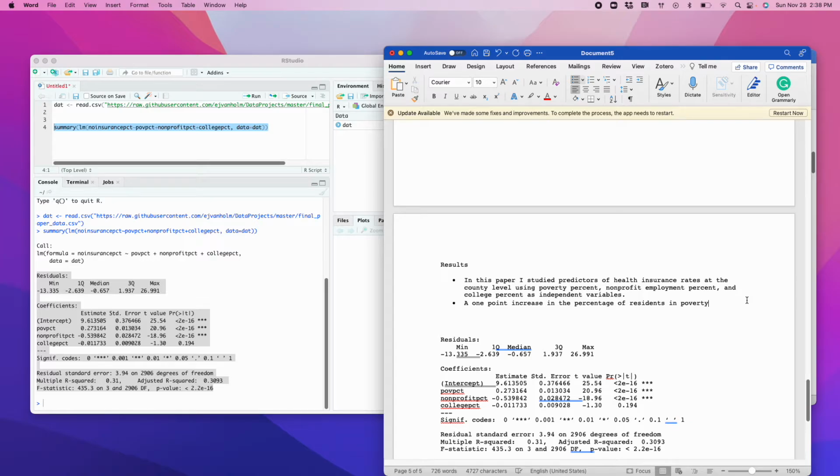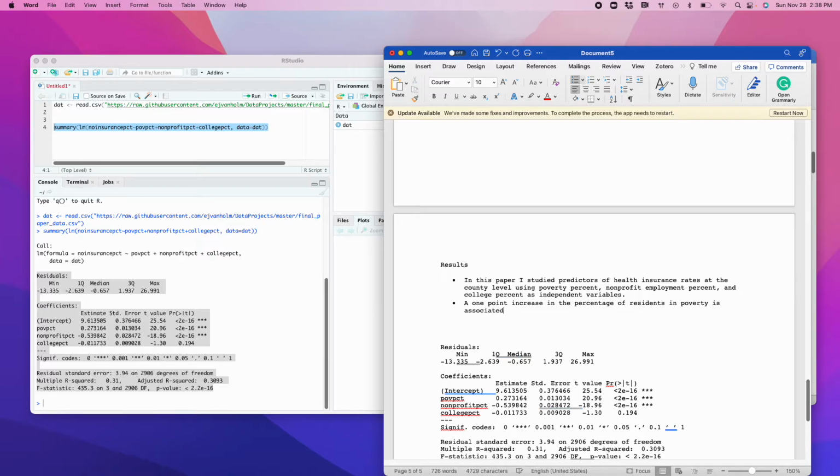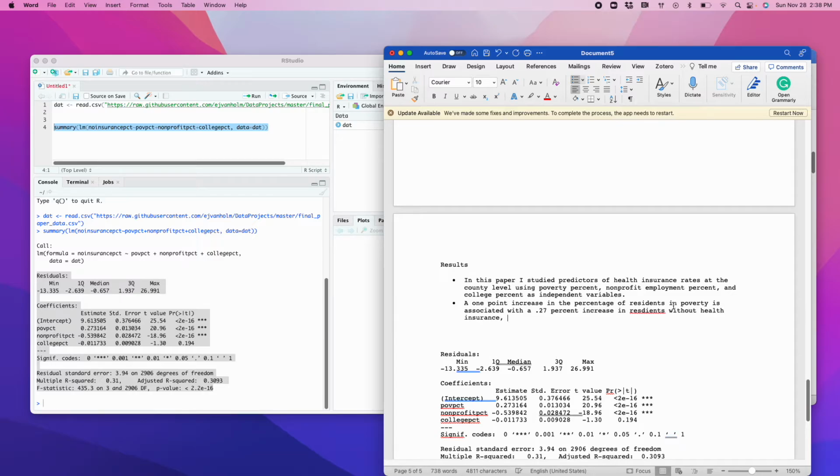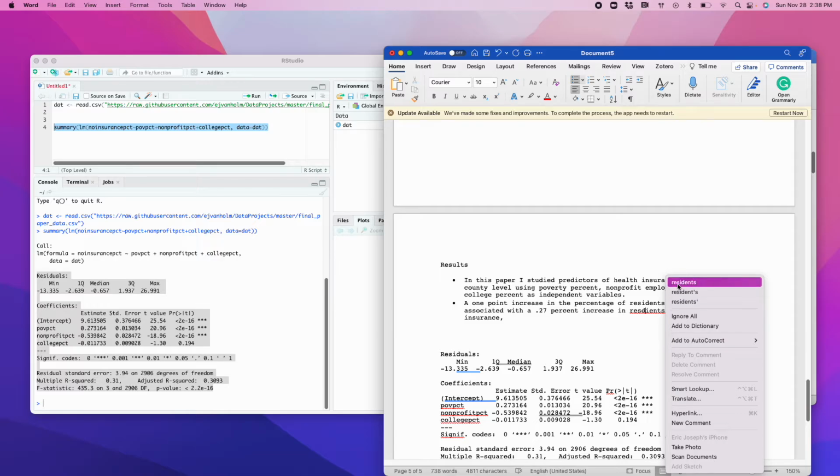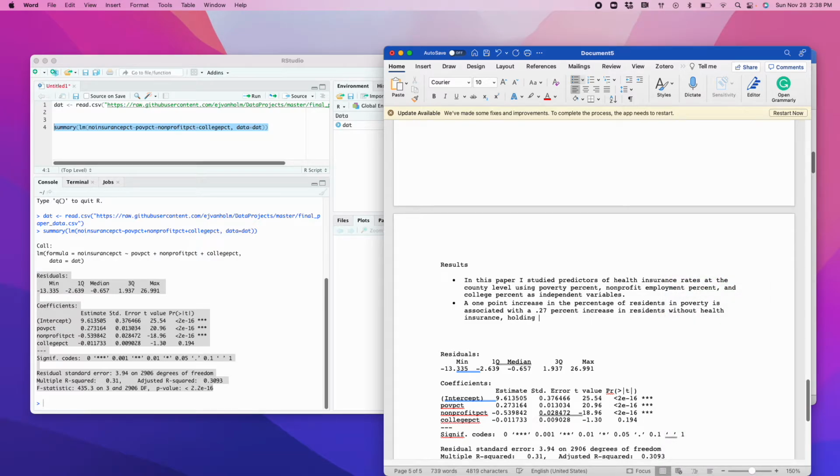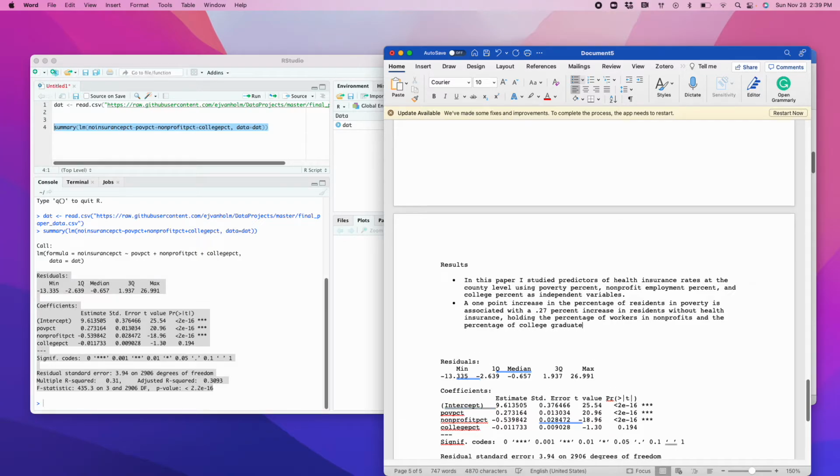A 1 point increase in the percentage of residents in poverty is associated with a 0.27% increase in residents without health insurance, holding the percentage of workers in nonprofits and percentage of college graduates constant, and that change is significant.